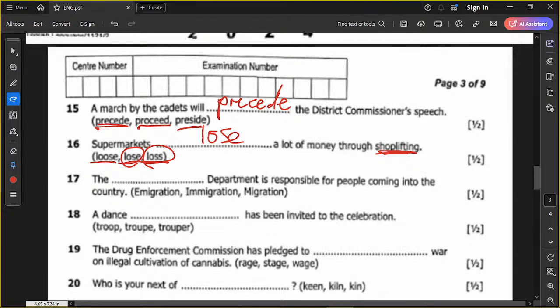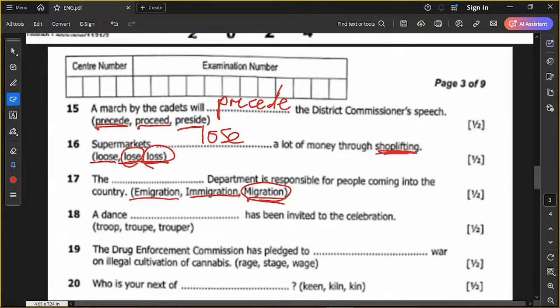Question 17. The dash department is responsible for people coming into the country. Okay, so we have got emigration and immigration. Let's talk about this first one, emigration. This is going out. As long as it starts with E, that is going out. We come to this one, immigration, that is coming in. This one is the general migration. It can either be going or coming in.